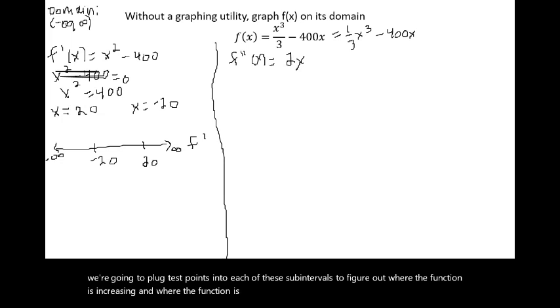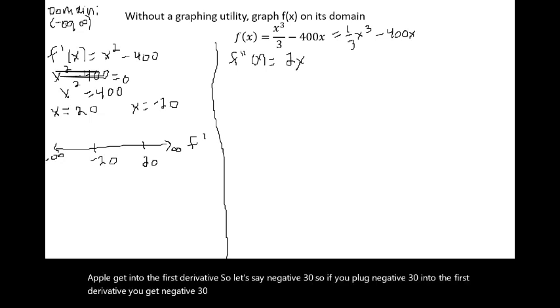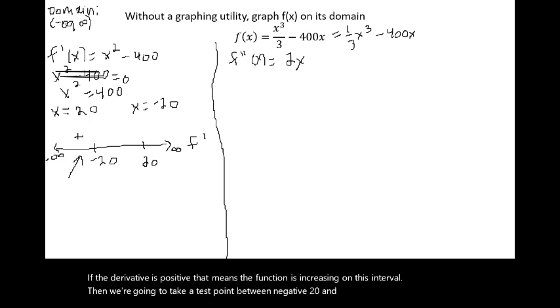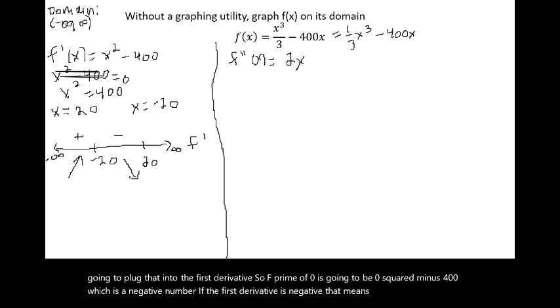So we have the interval from negative infinity to negative 20. Pick a test point, any test point that's not negative 20, and plug it into the first derivative. So let's say negative 30. If you plug negative 30 into the first derivative, you get negative 30 squared minus 400, which is a positive number. If the derivative is positive, that means the function is increasing on this interval. Then we're going to pick a test point between negative 20 and 20, let's say 0, and plug that into the first derivative. So f prime of 0 is 0 squared minus 400, which is a negative number. If the first derivative is negative, that means the function is decreasing.